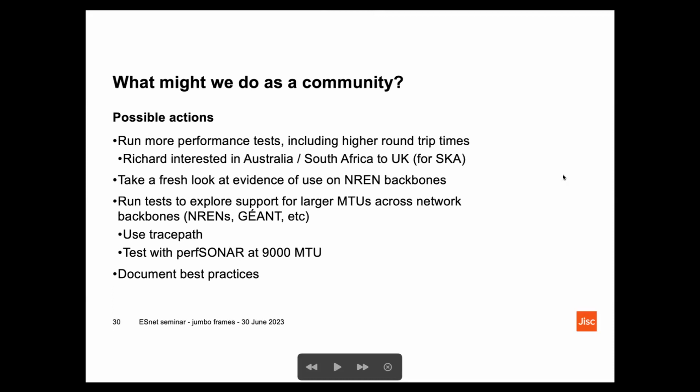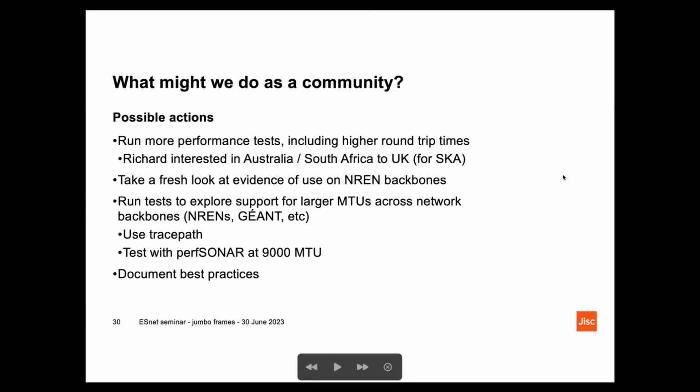What sort of things might we do as a community between different NRENs and R&E networks? Certainly running more performance tests would be no bad thing. Richard Hughes-Jones, who I've mentioned a couple of times, would like to run more SKA-oriented tests between Australia, South Africa and the UK, but possibly you could do that to the US and ESnet, for example.